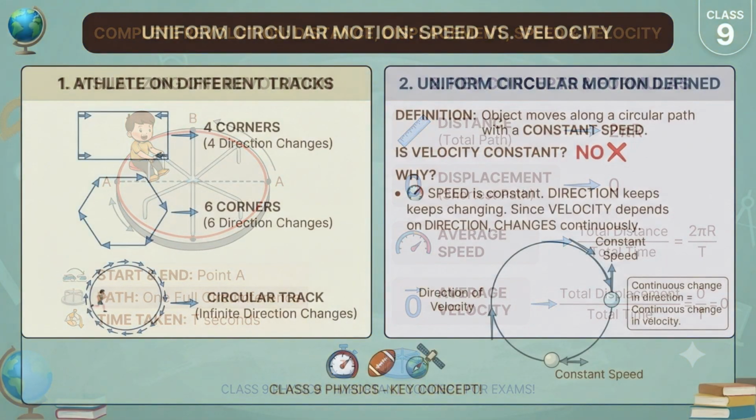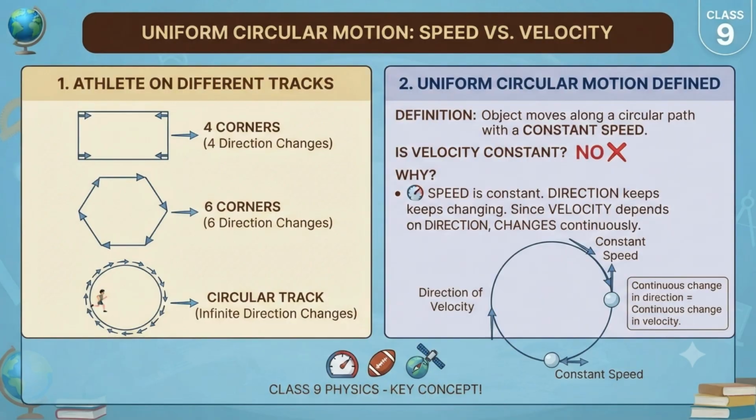Now let's move to a special type of circular motion called uniform circular motion. When an object moves along a circular path with a constant speed, its motion is called uniform circular motion. Notice the words, constant speed. This means the object covers equal distances in equal intervals of time. But does that mean its velocity is also constant? The answer is no. Remember, velocity depends on both speed and direction. Even though the speed remains constant, the direction of motion keeps changing at every instant as the object moves around the circle. And whenever the direction of velocity changes, the velocity itself changes.